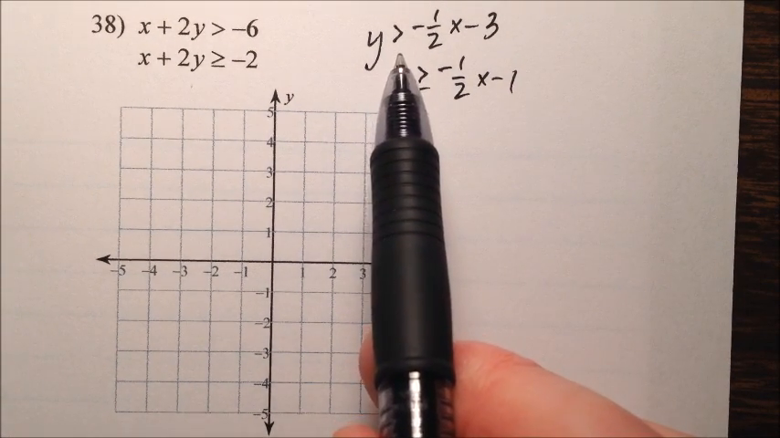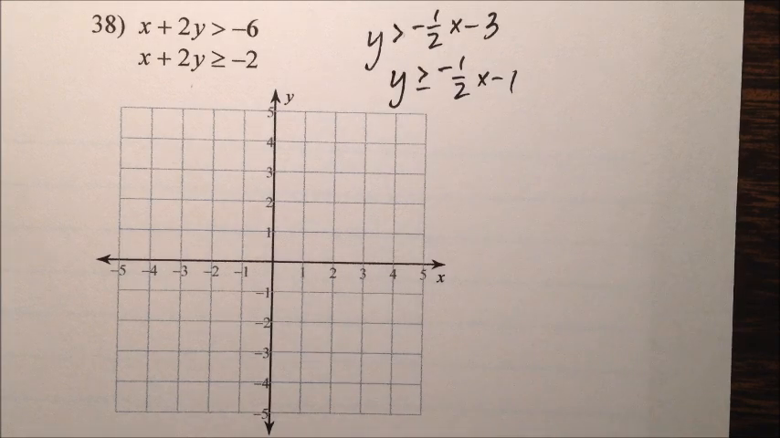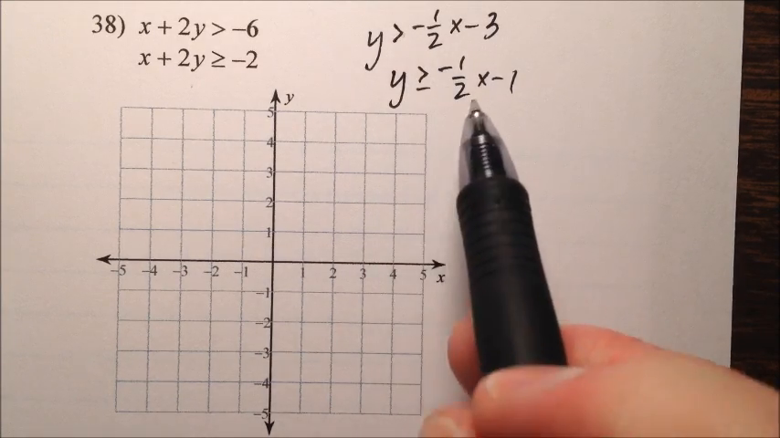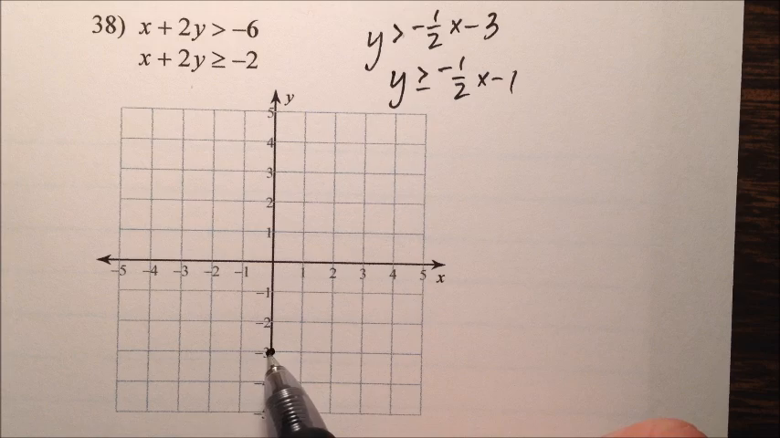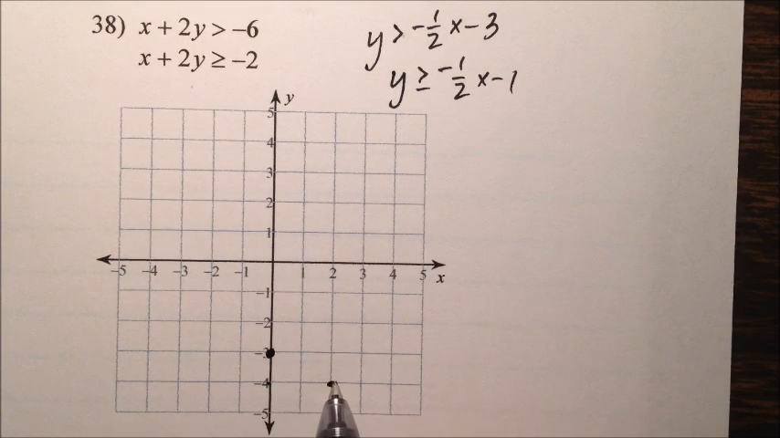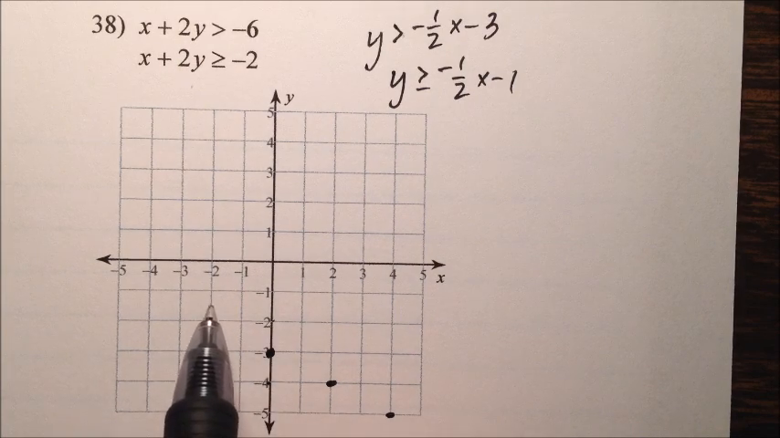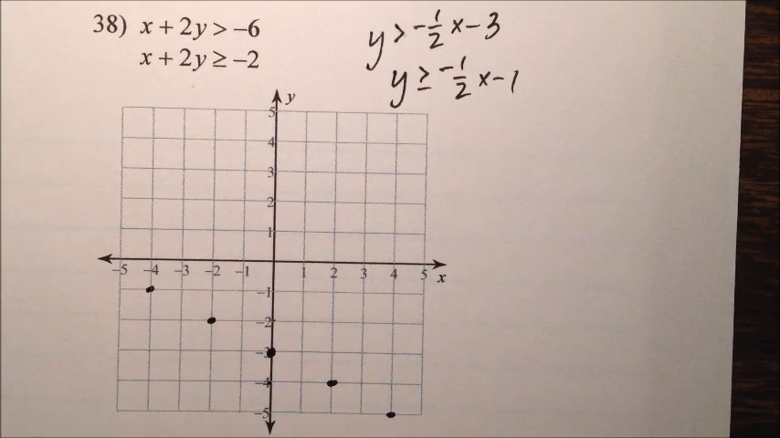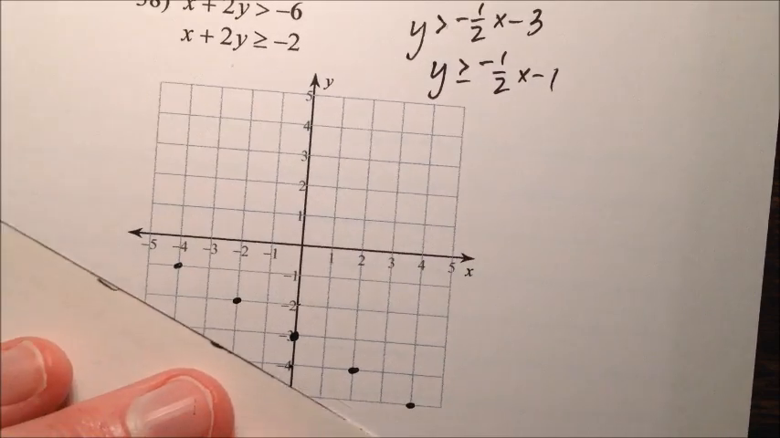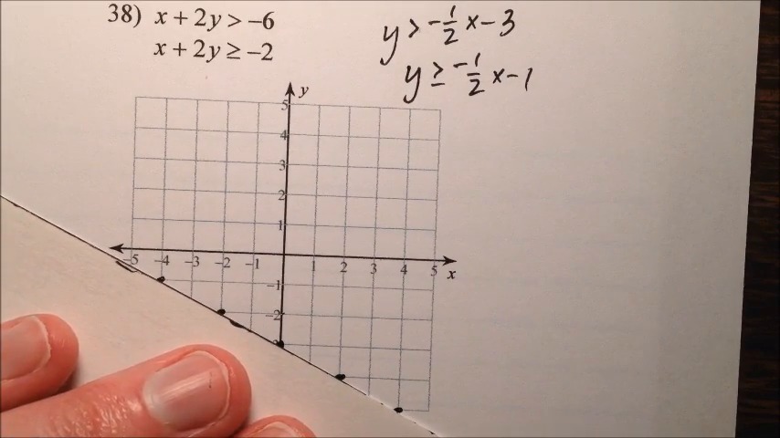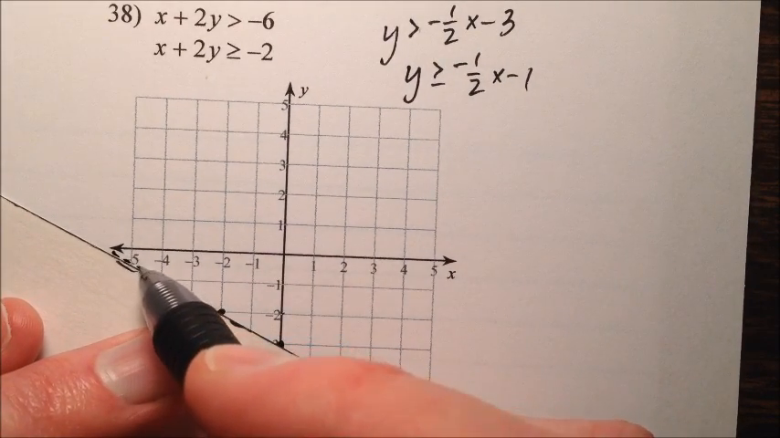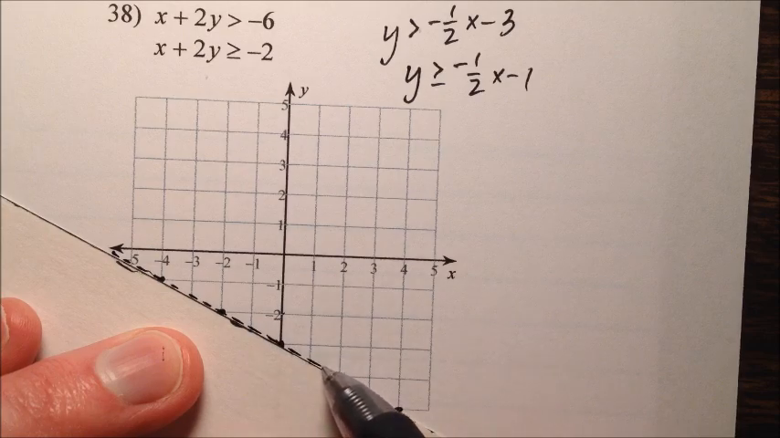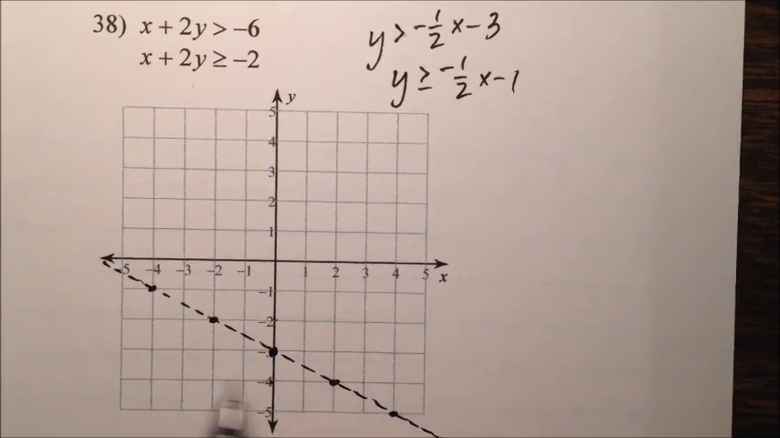Notice this first one is going to be dashed because it does not have an equal sign with it, just a greater than. So we start at negative 3, and its slope is negative 1/2. So down 1 over 2, down 1 over 2, or up 1 back 2, up 1 back 2. So we'll be careful here to draw this with a dashed line. There we go.